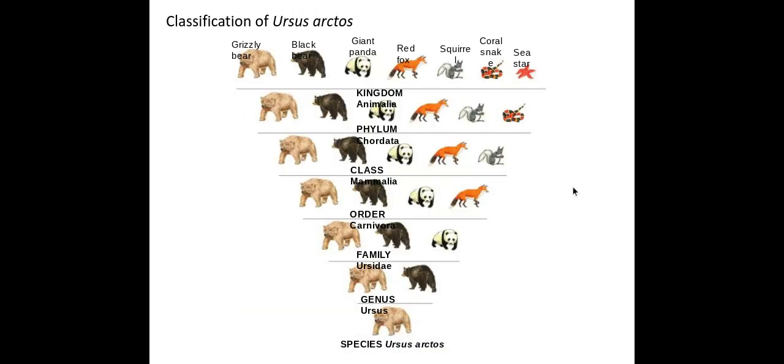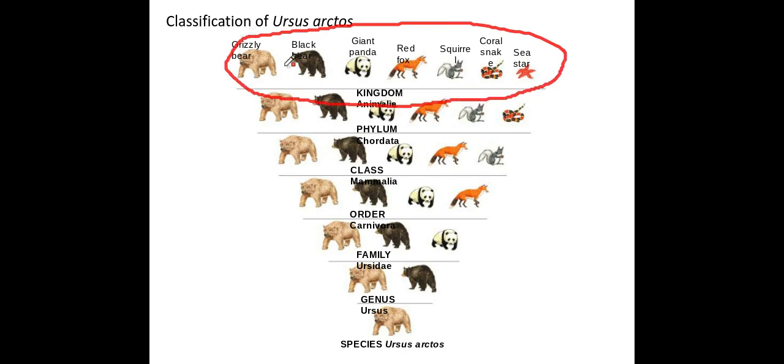Here it is with bears. So if we look at the kingdom Animalia, there's a very small representation of it. But if we look at, so the wrong one, let me get rid of that. Animalia here. So this kingdom has all of these guys in it. So grizzly bears are animals, and red foxes are animals, and coral snakes and sea stars. They all fit into the kingdom Animalia. Plants would be in a different kingdom.